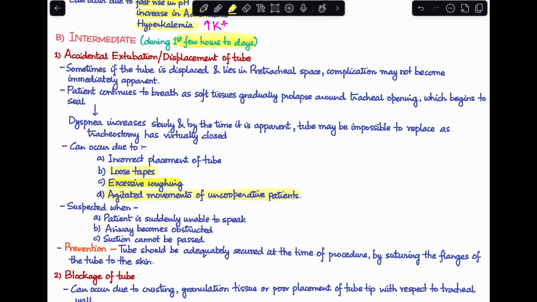Now, how do we prevent this case? This can be prevented if we securely adjust the tube properly during the procedure, and we suture the tube around the flanges of the tube to the skin. That will make sure that the tube does not get dislodged at all. So that's about displacement of tube, which is a quite common complication, but a very easily treatable complication.